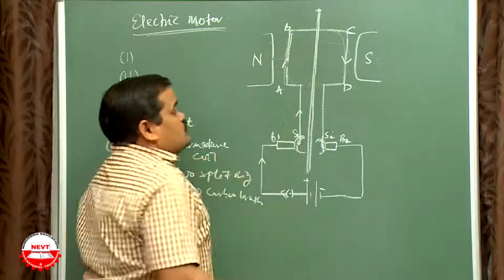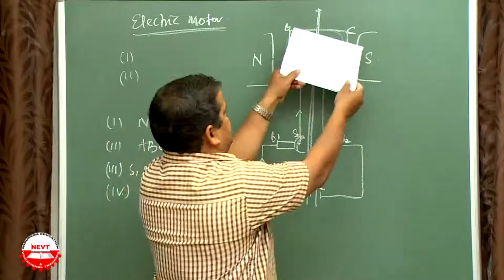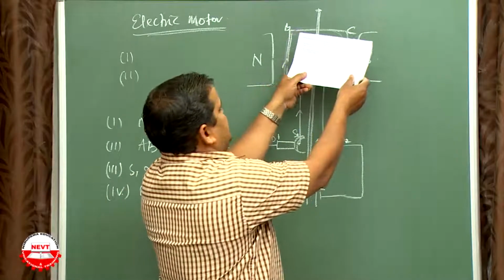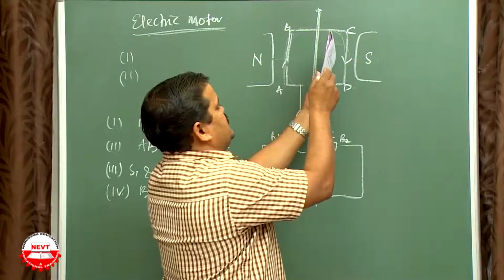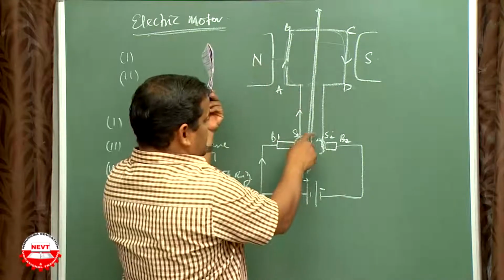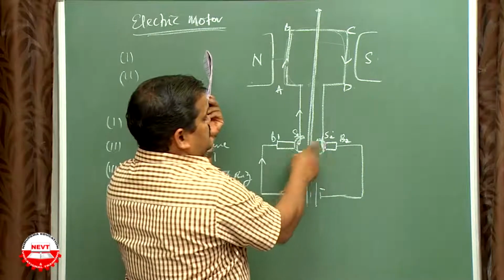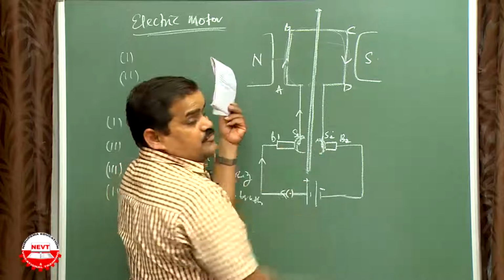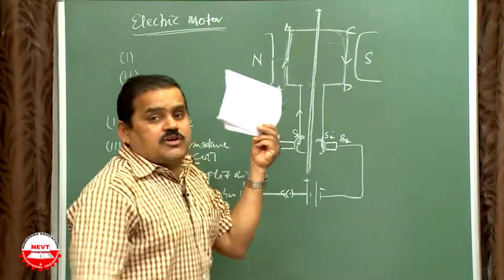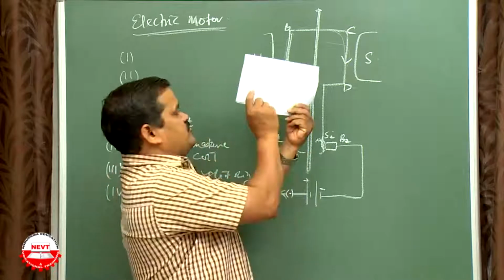Okay? So once it starts moving, after a half revolution, let's say here like this, what will happen? You just imagine, this will come here, this will come here. They get detached from both the brushes. Okay? No current will move. Current flow will stop. But due to inertia of motion, they again move like this.